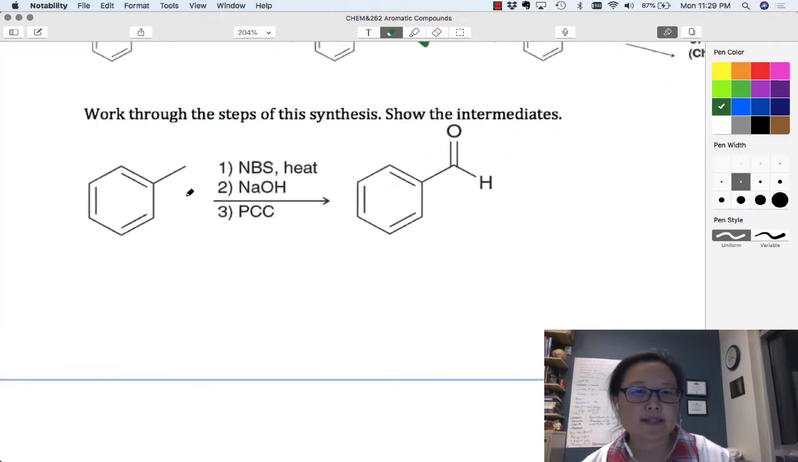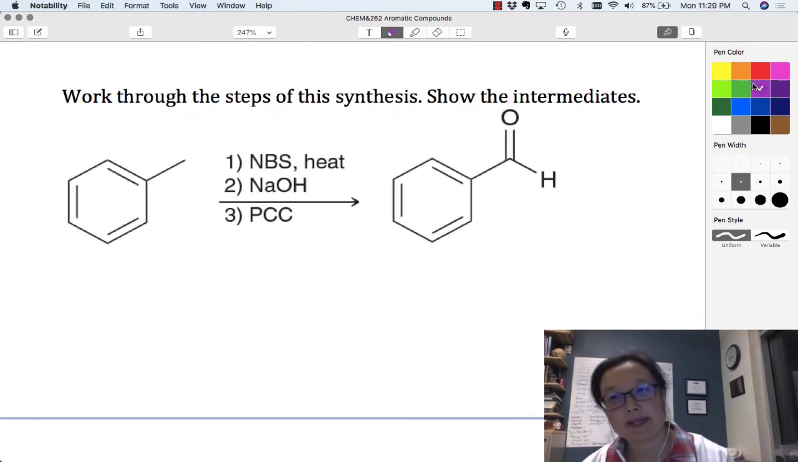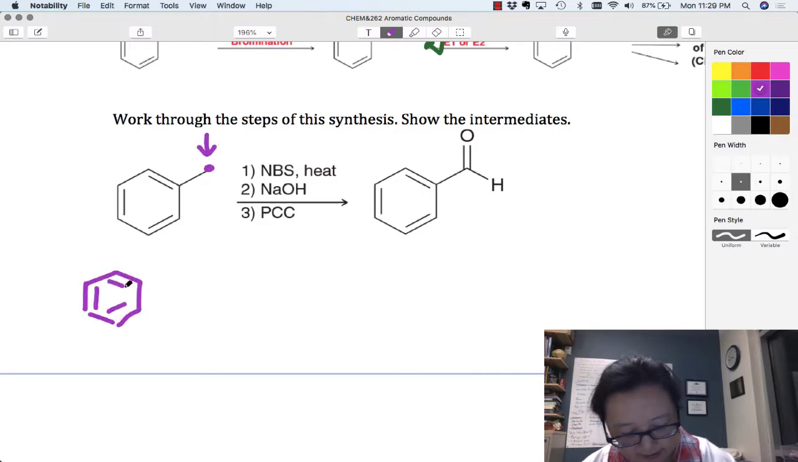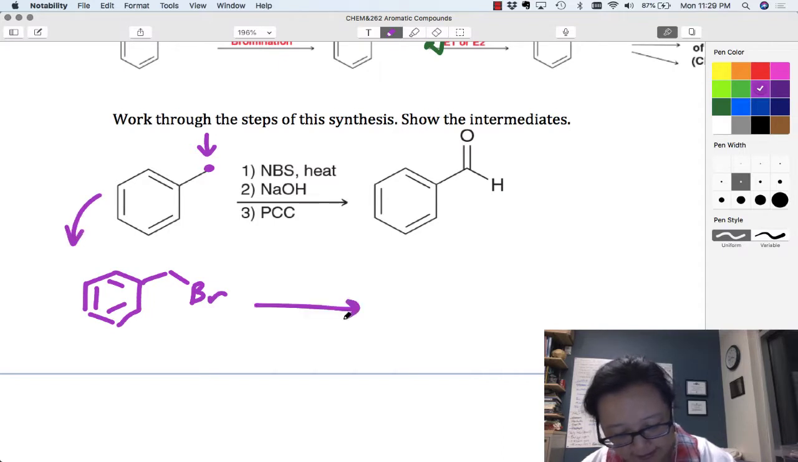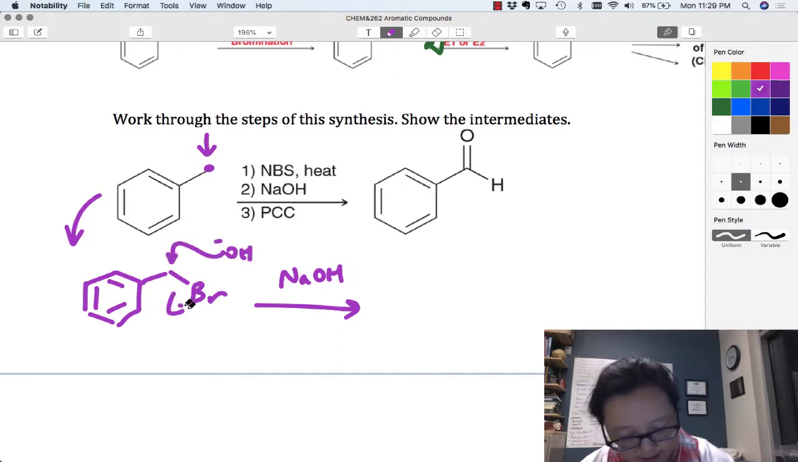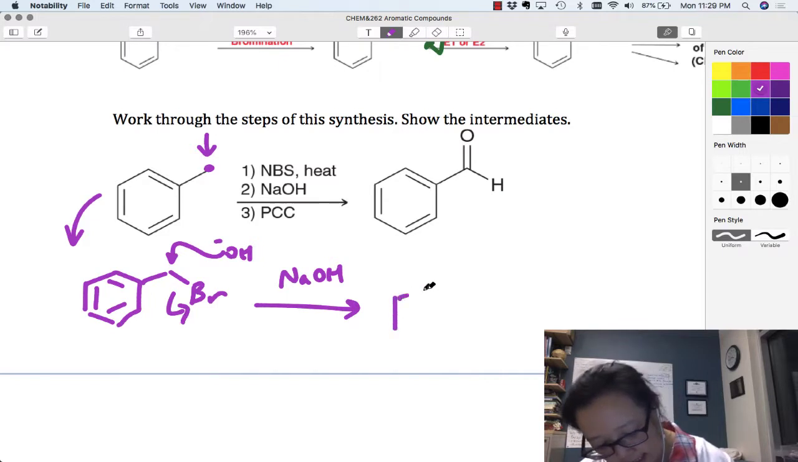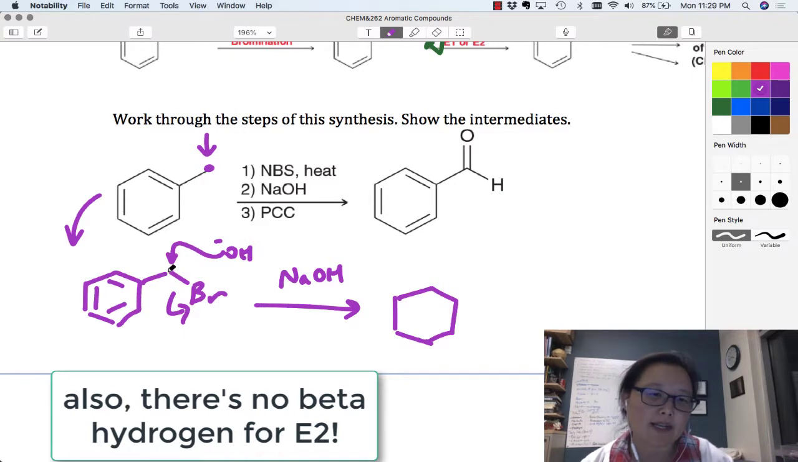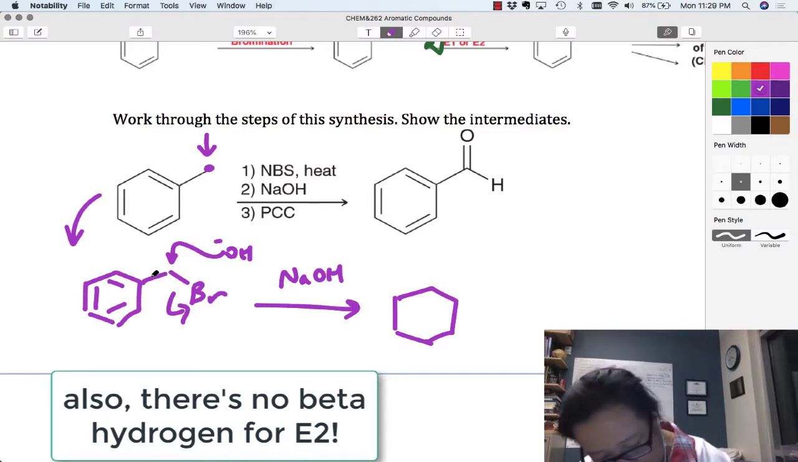So let's work through this synthesis and show all the intermediates that will show that we understand each step. First I'm going to do NBS, that's allylic bromination, so that's right here. So I'm going to show Br here. That's after the first step, NBS. Then I have NaOH, and that tells me that my OH group is going to come in and do maybe a substitution. I don't see heat, so I'm not going to do elimination. Also, I can't really do elimination. There's no beta hydrogen to do an elimination.